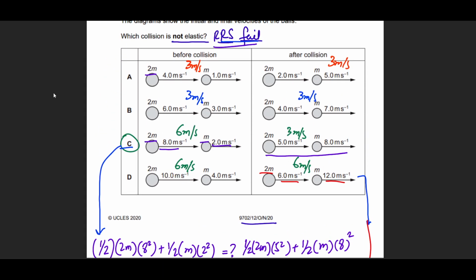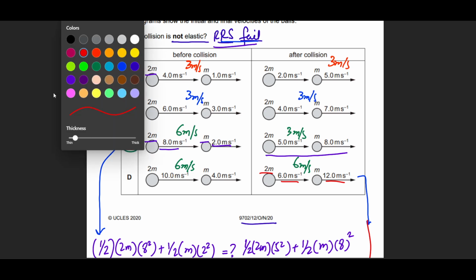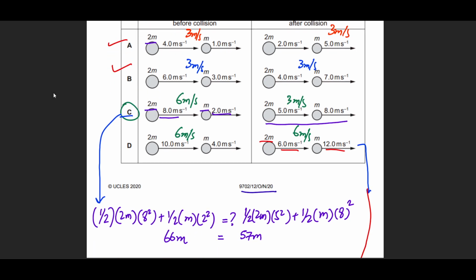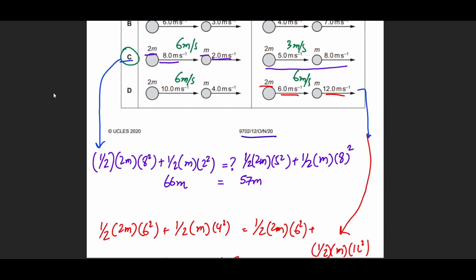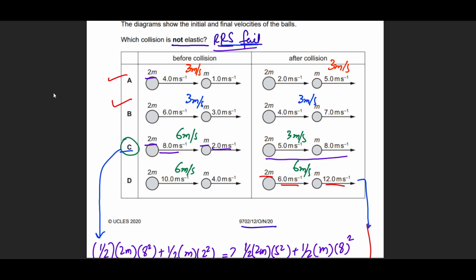You can do the same thing for option A and B and get the same answer for before and after. But for option C, you will not get the same answer. And the problem is that if you get involved in this kinetic energy calculation, it will take you a lot of time to actually figure it out.